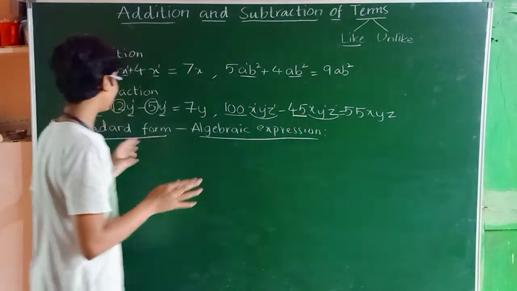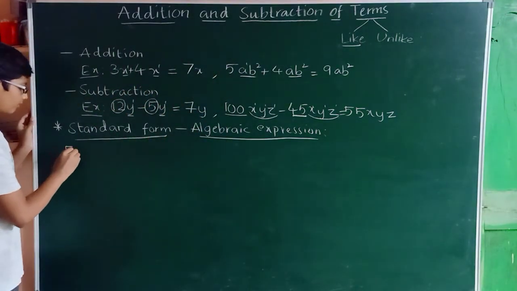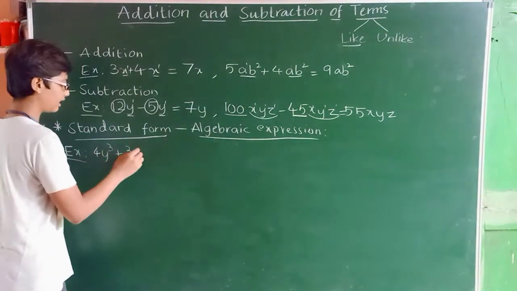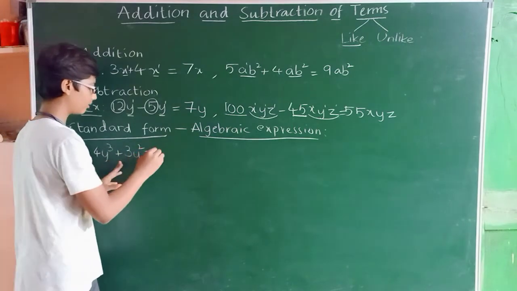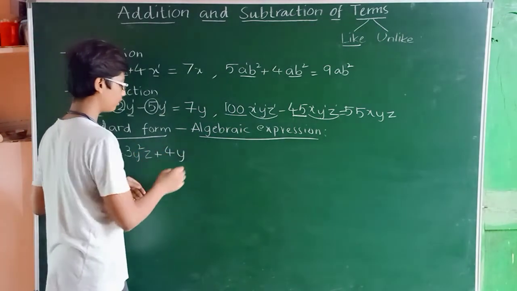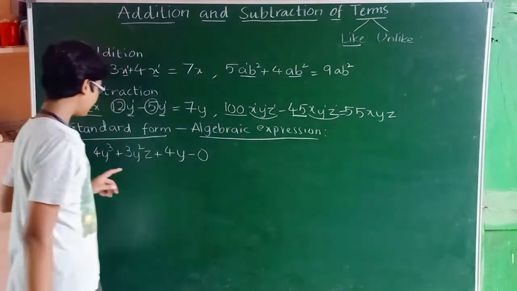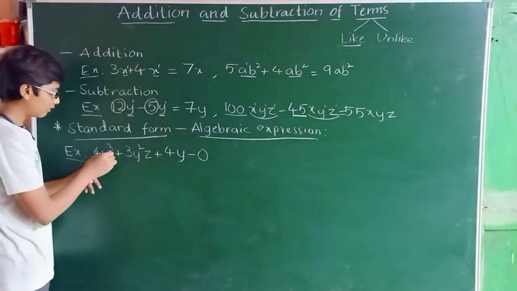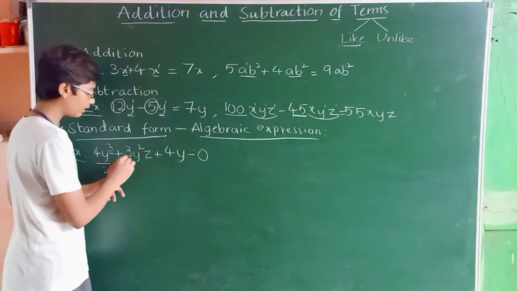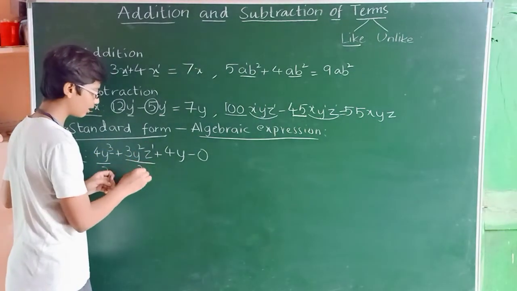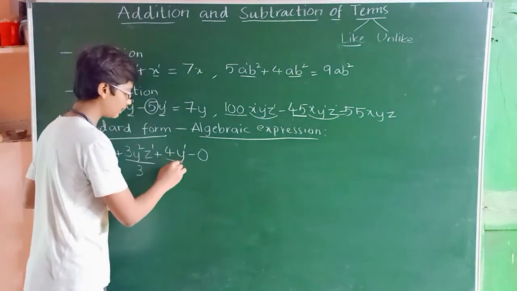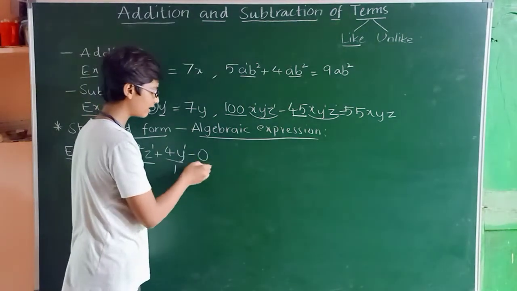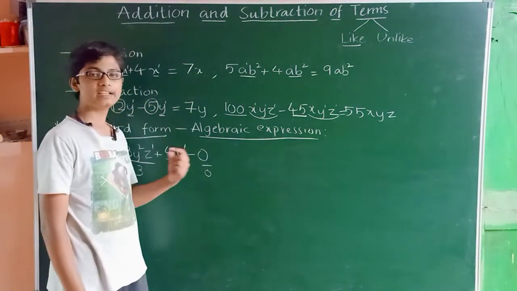First of all, let's take an example and understand it well. 4y cubed plus 3y squared z plus 4y minus 0. Let's see here. The degree of the first term will be 3. Here the degree will be 2 plus 1 is 3. Now the degree of y is 1 here, so the degree of this whole term will be 1, and the degree of a constant term is 0. So the degree of 0 will be 0 only.